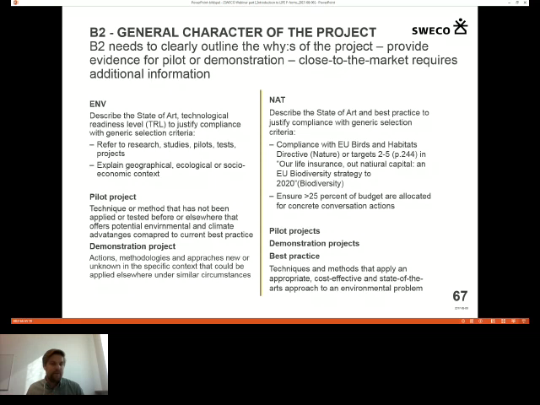EU strategy or legislation. Also, in the case of nature, you have to ensure that 25% or more of the budget of the project, the total project budget, is allocated for concrete conservation actions, conserving nature. For example, by establishing a wetland.